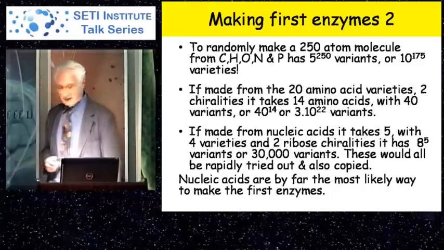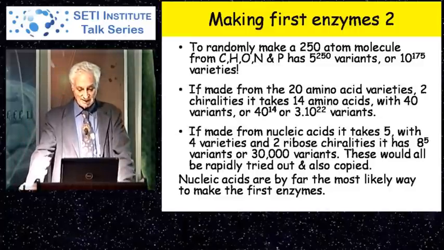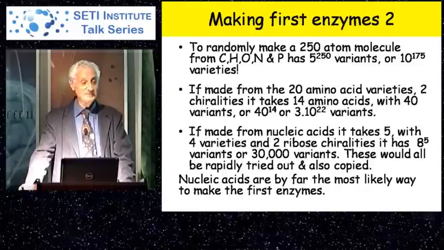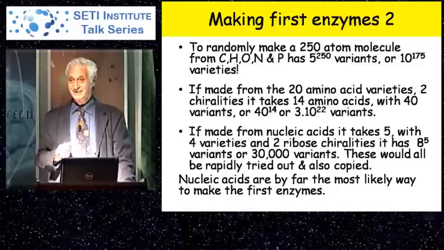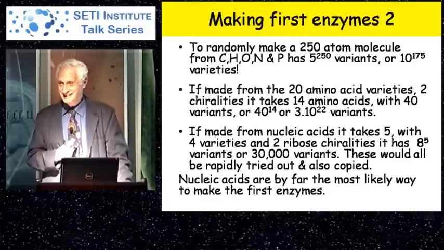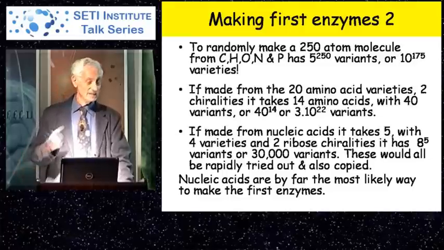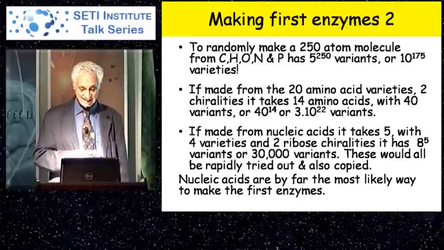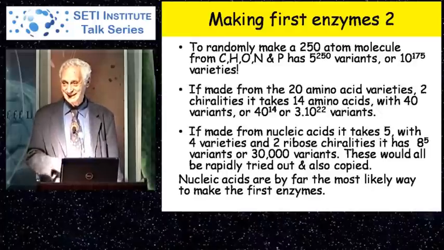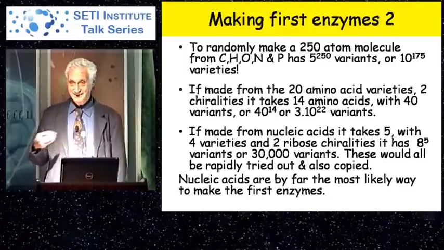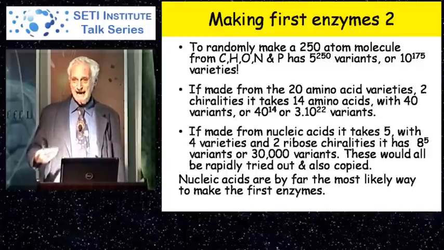Okay, if we randomly make a 250 atom molecule from carbon, hydrogen, oxygen, nitrogen, and phosphorus, it turns out there are 10 to the 175 varieties. You make it, it turns out to be the right one that does the job, but you have absolutely no way of getting the process to happen again. If you make it from the 20 amino acid varieties with their two chiralities, you find that there are more than 10 to the 22 varieties of result that could be produced, but as Watson and Crick stated, the central dogma said you can't reproduce it. You have no way. It happened by chance.